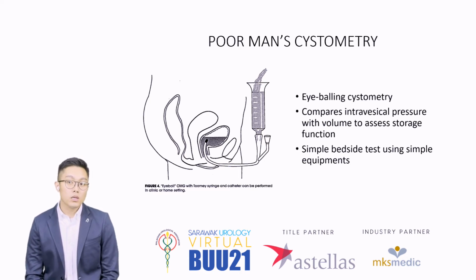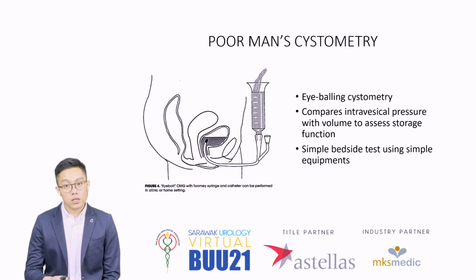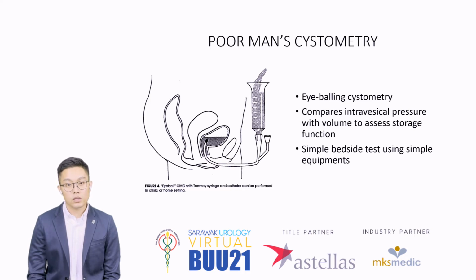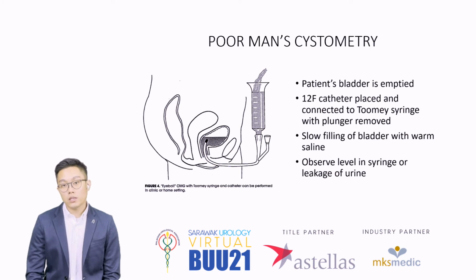Another way of performing a cystometry would be what we call eye volume cystometry. So we are comparing the intravesical pressure with the volume instilled to assess the storage function. It's a very simple test requiring very few instruments, probably a 20 ml syringe and a Foley catheter. So after emptying the bladder, you can insert a small catheter, 12 French is more than enough.